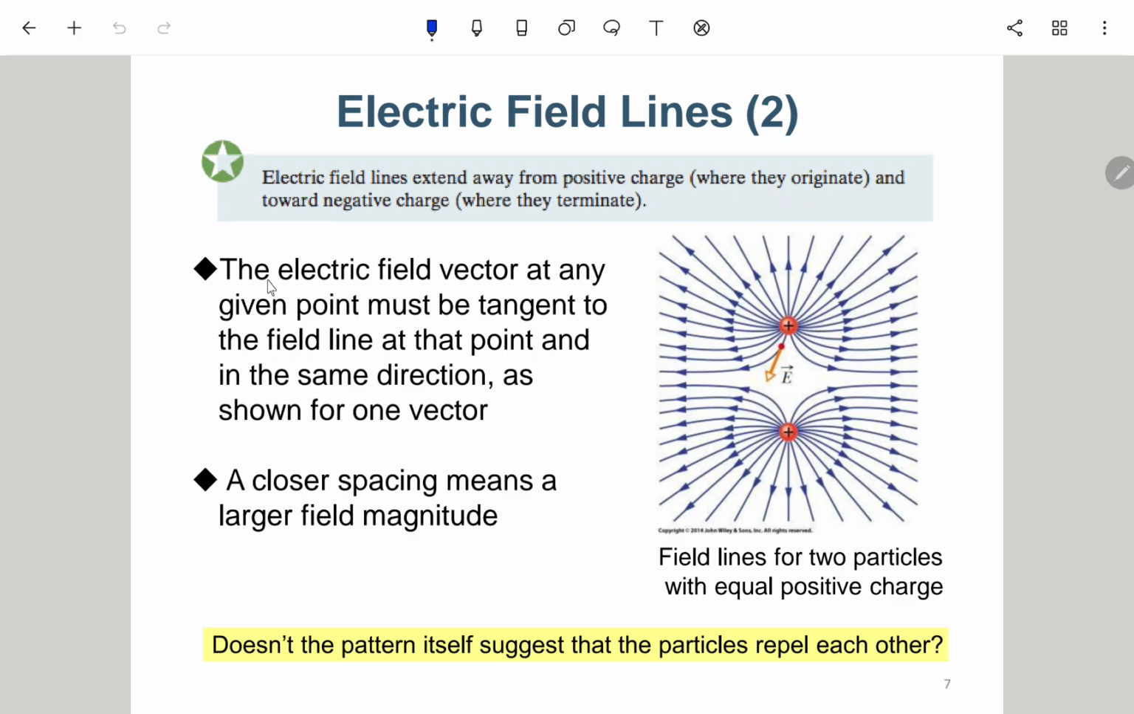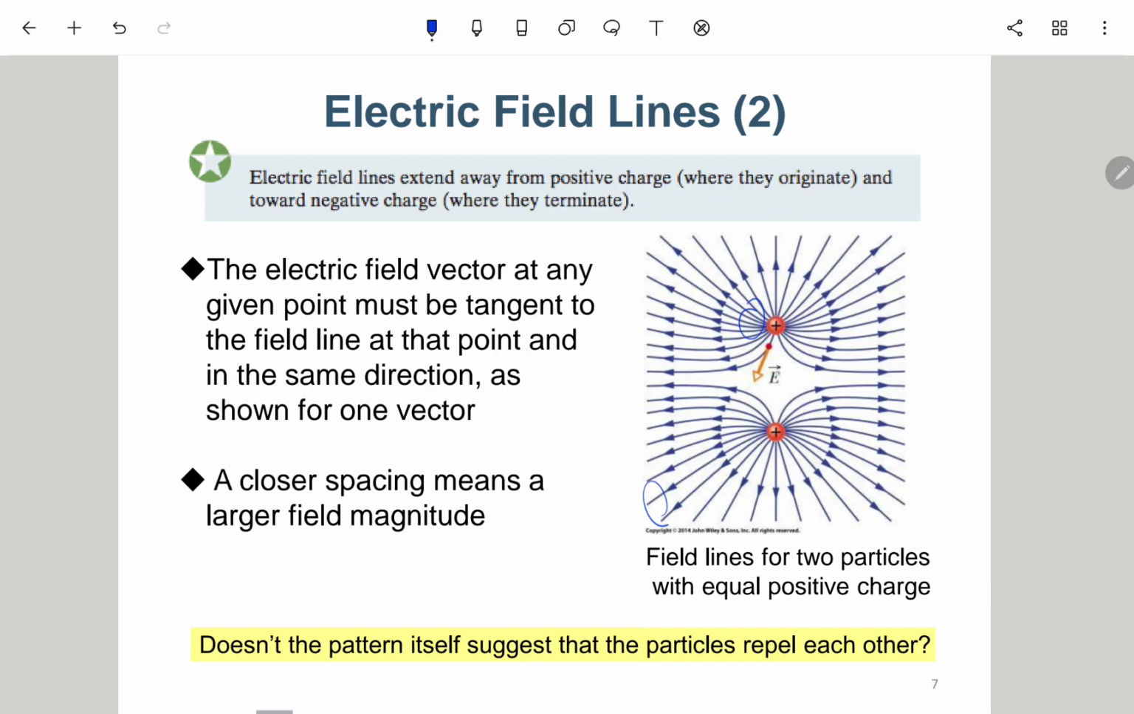And actually, it also says that the electric field vector at any given point must be tangent to the field line at that point and in the same direction, as shown for one vector. A closer spacing means a larger field magnitude. So here it is stronger, and farther away it is weaker. The middle is also very weak, because the two charges cancel each other, so at the midpoint the field is perfectly zero. Near the midpoint there is also a large degree of cancellation, so it is very weak. That is why the field lines spread apart in the middle.